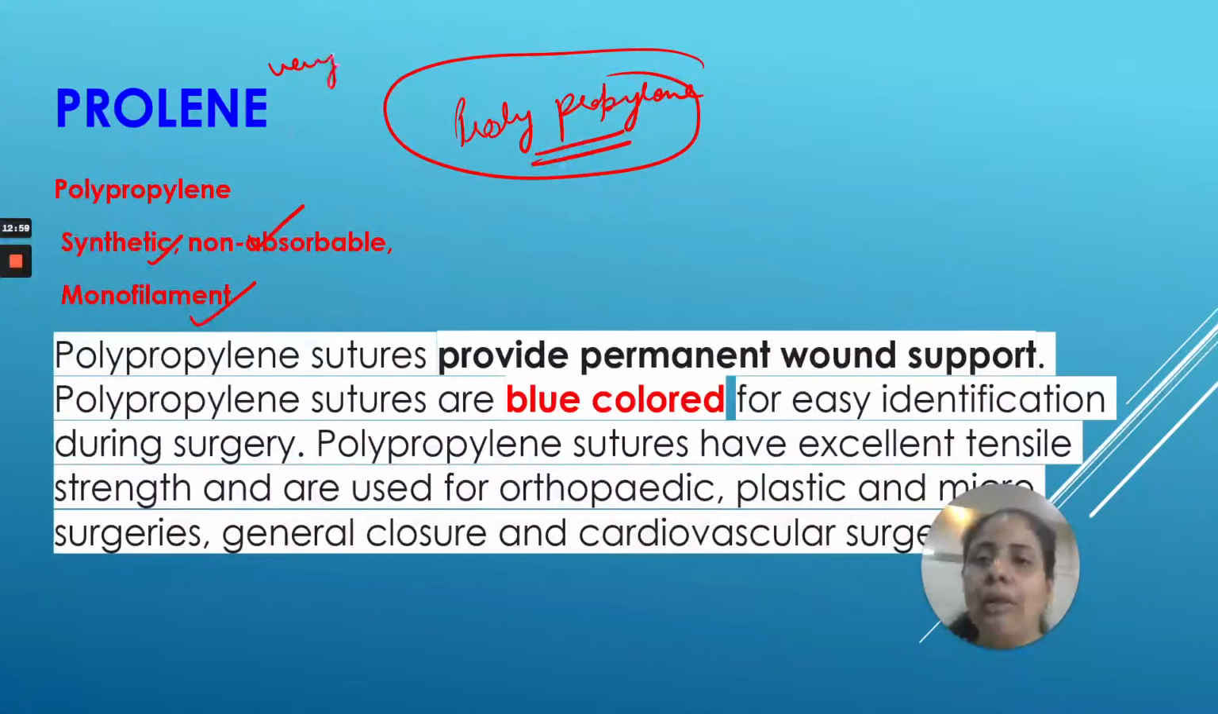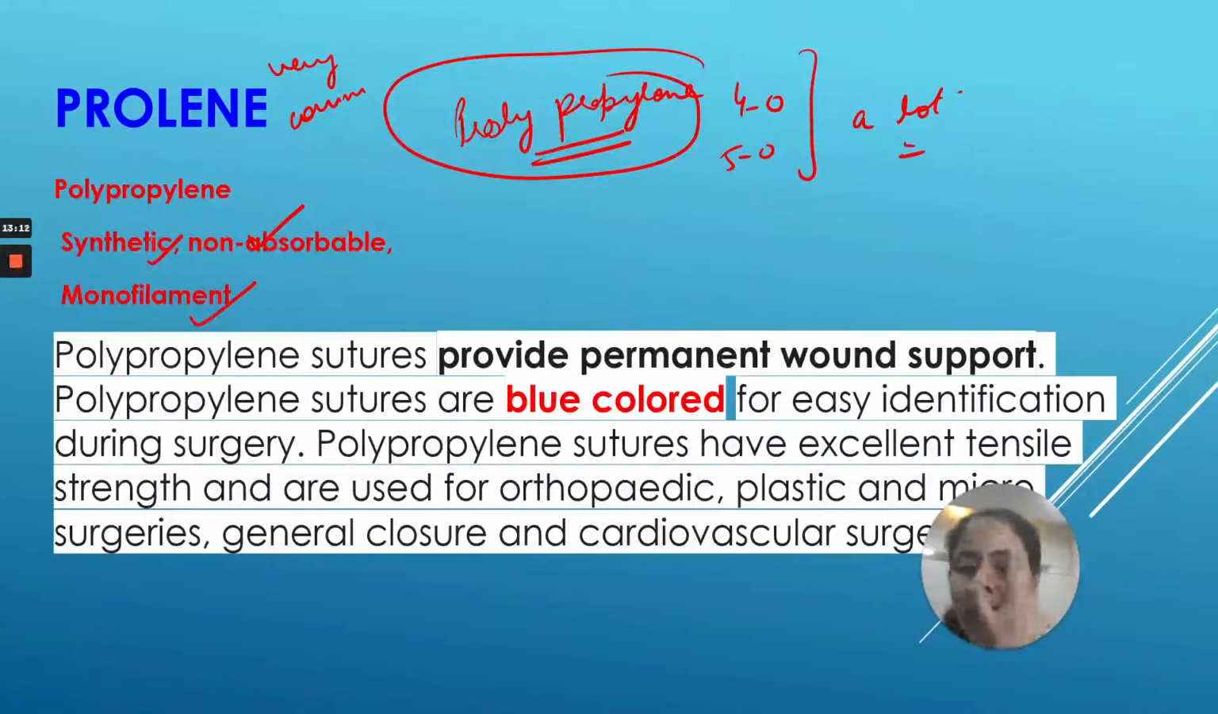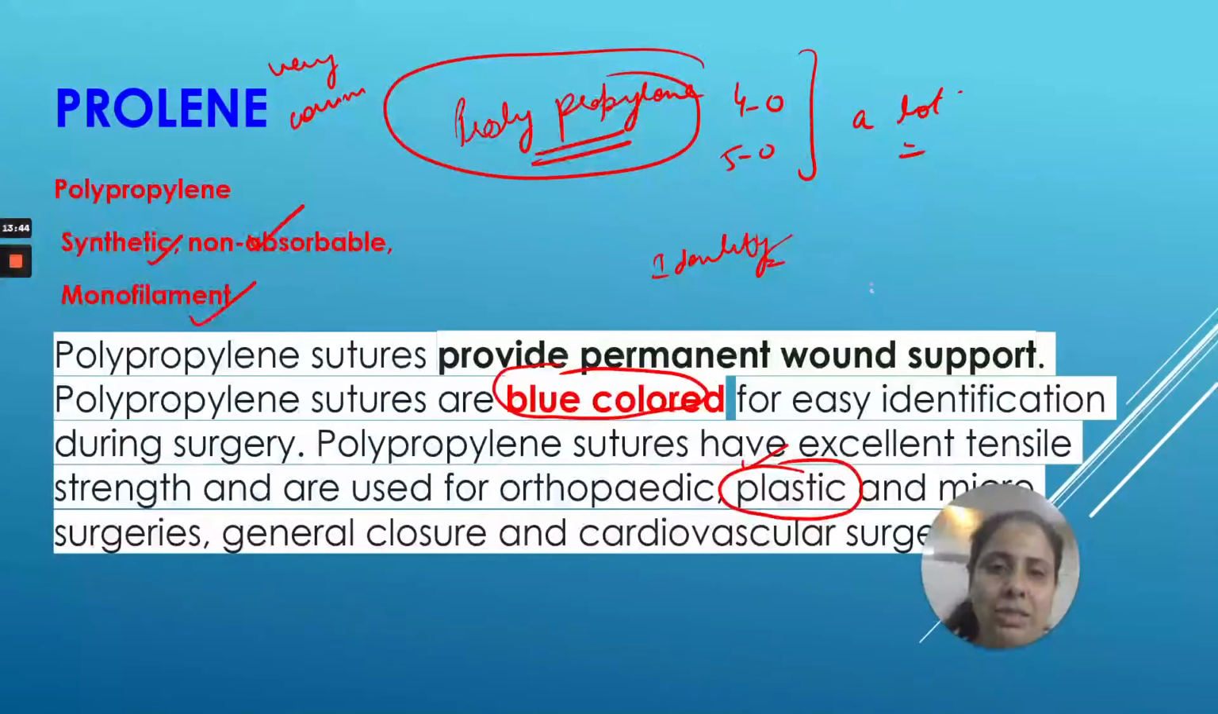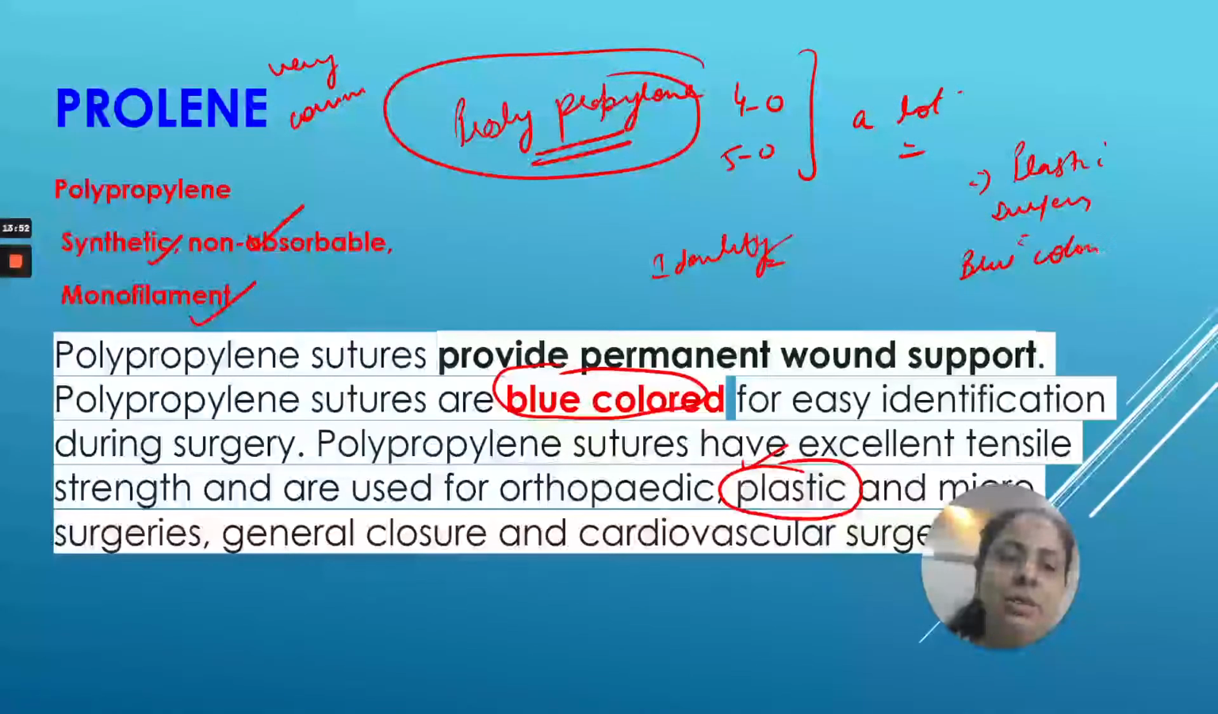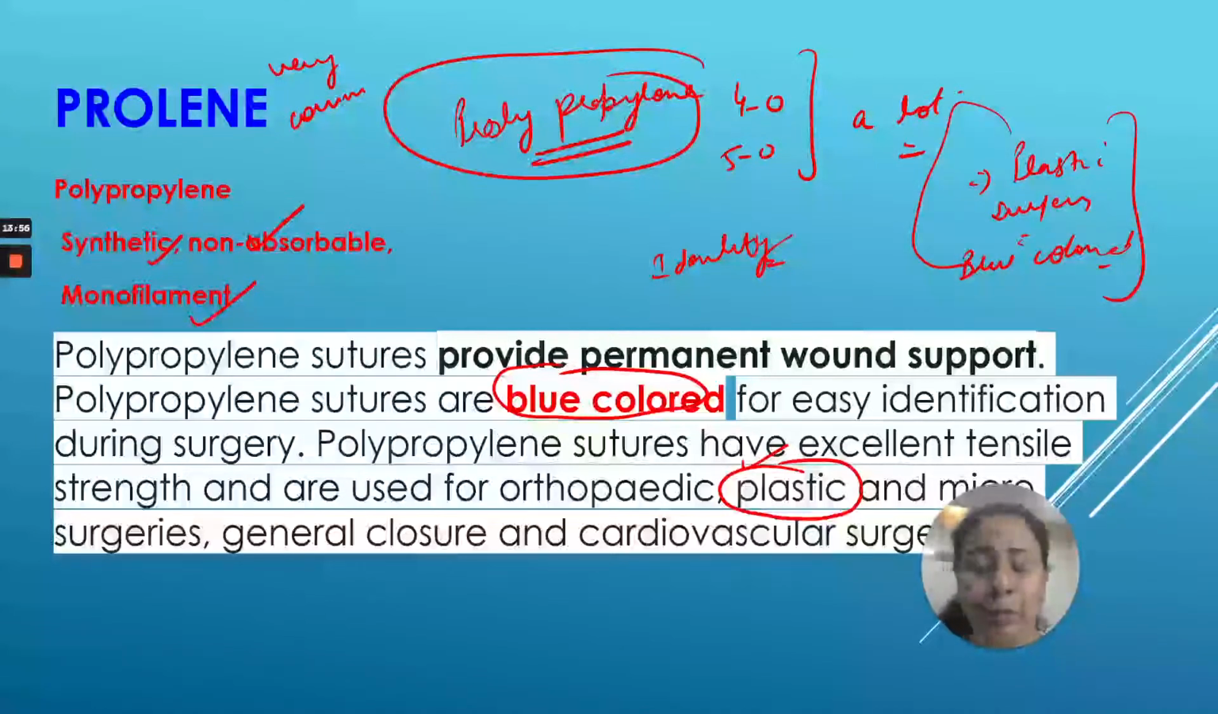It is a very commonly used suture. I have used 4-0 and 5-0 Prolene a lot for my extraoral skin closures, closure over this area. When I do a lot of fracture cases, and after that if there is any laceration, Prolene is the suture material of choice, and it is blue colored. You can easily identify the Prolene suture, and they have very good tensile strength, and they are extensively used in plastic surgery. So in a nutshell, plastic surgery and blue colored sutures, and these have excellent handling properties.